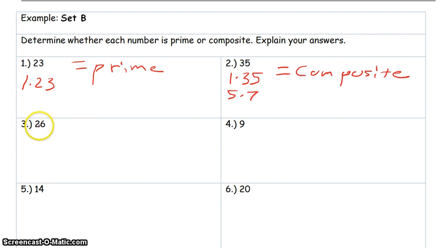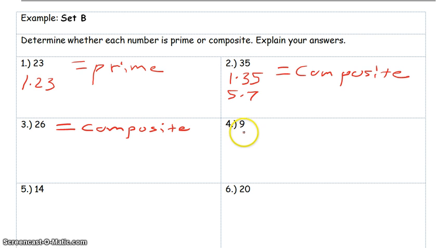Now for 26. 26 is even. Now remember, we said the only even number that is prime is 2. All the other even numbers that are greater than 2 are composite. So 26 is even and is greater than 2.